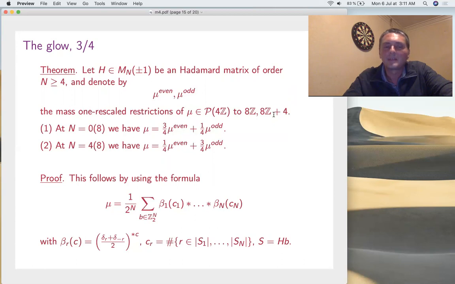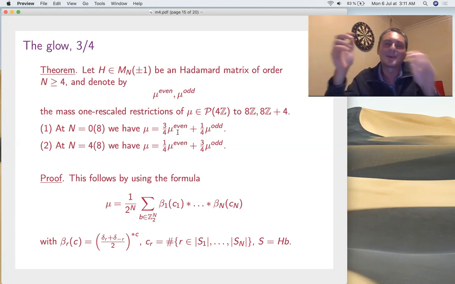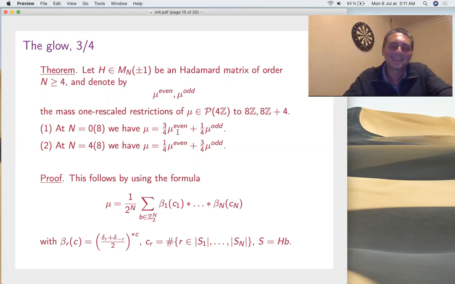And the thing is that mu even and mu odd are the measures rescaled so as to have mass 1. Now there's an interesting thing happening. Depending on whether n is 0 or 4 mod 8, the measure splits between the two parts as 3/4, 1/4, or 1/4, 3/4. That's quite fun. And the proof is not trivial.